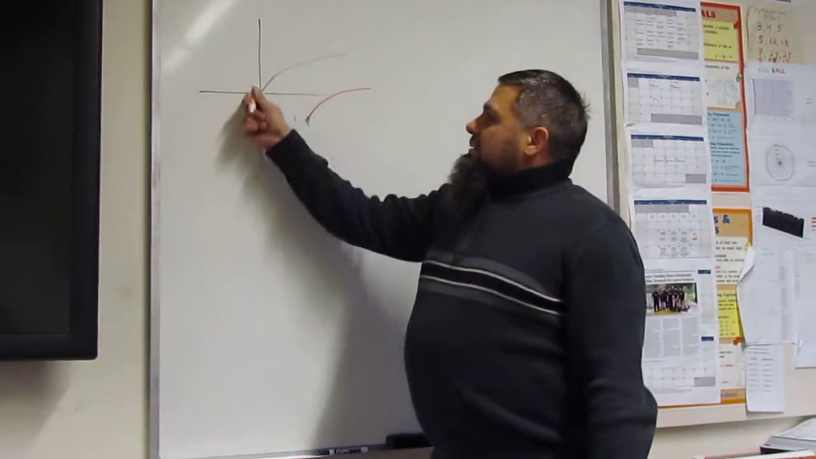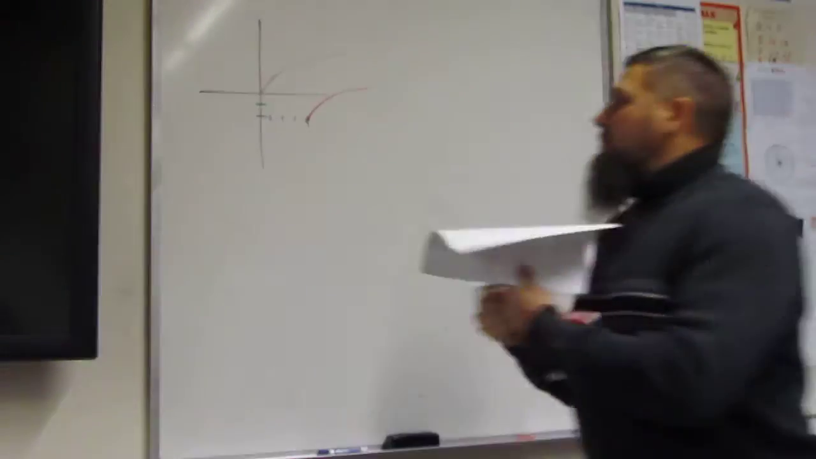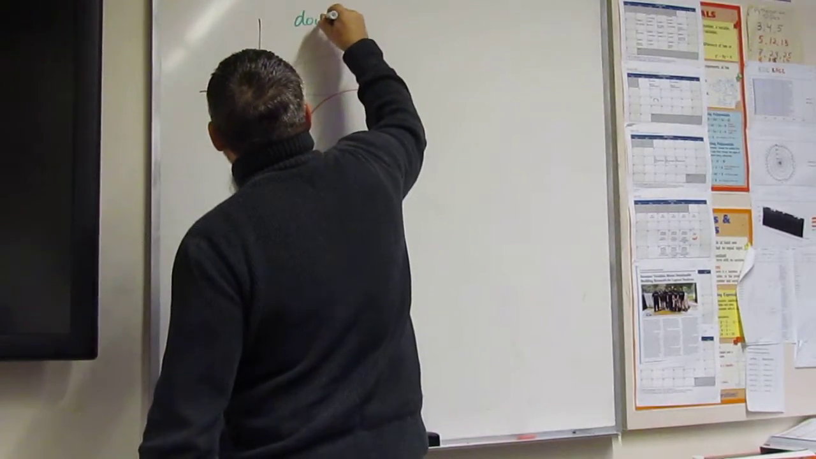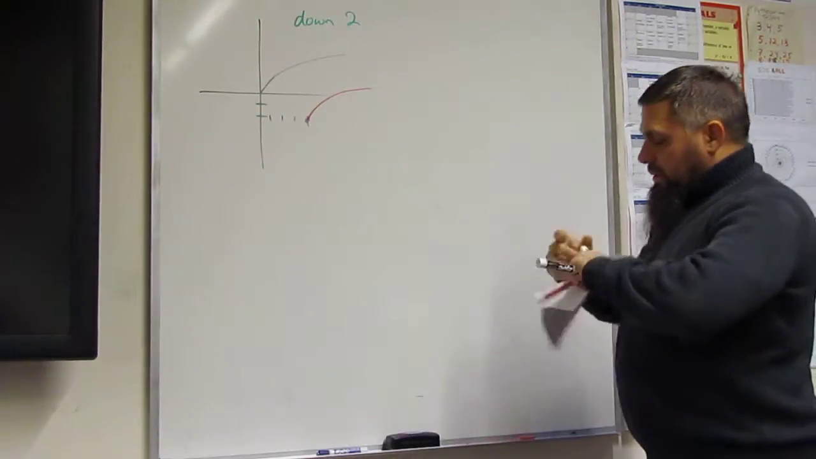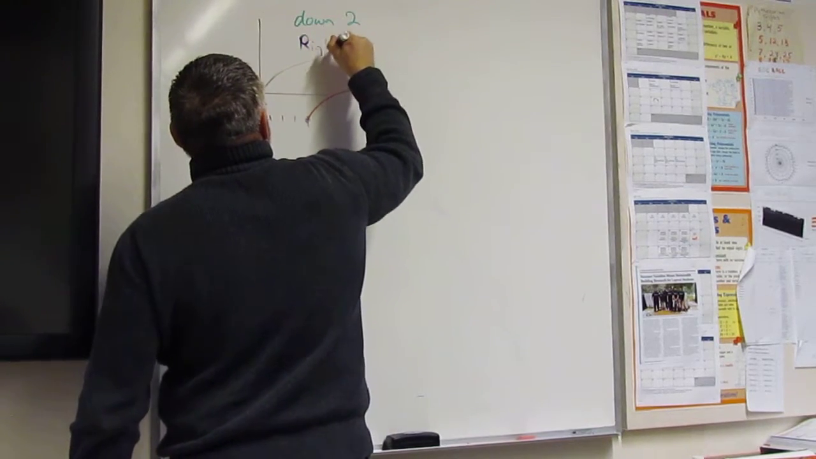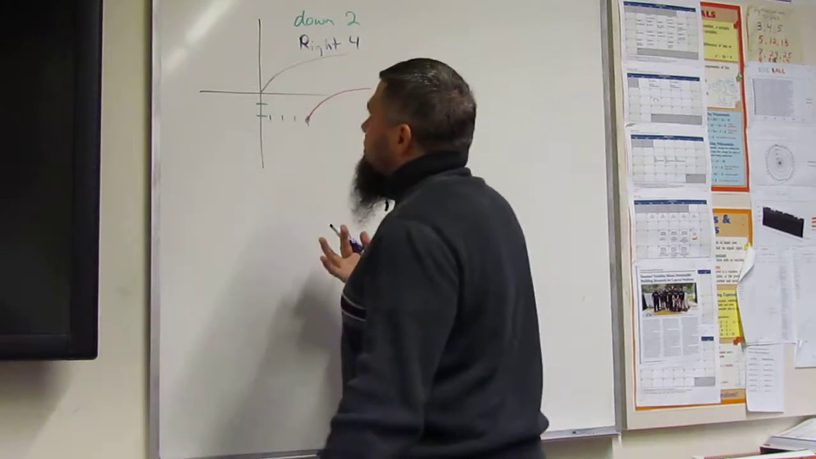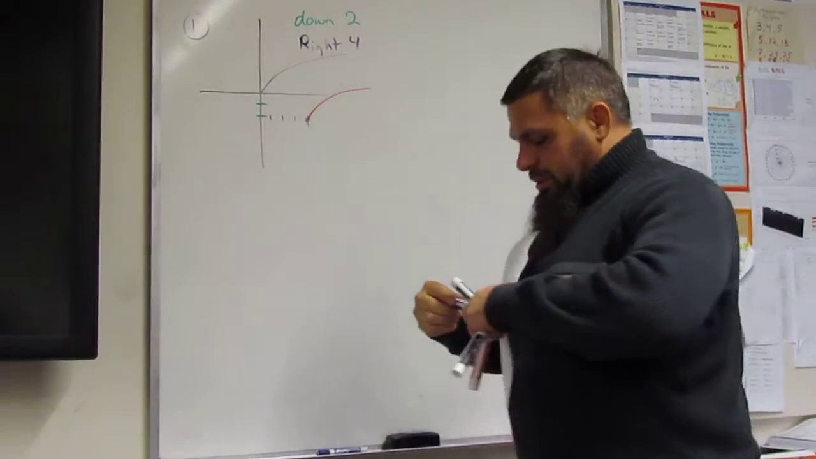Okay? Down 2, right 4. That's it. Okay? Down 2, right 4. That's it. That's number 1. Okay? Better.